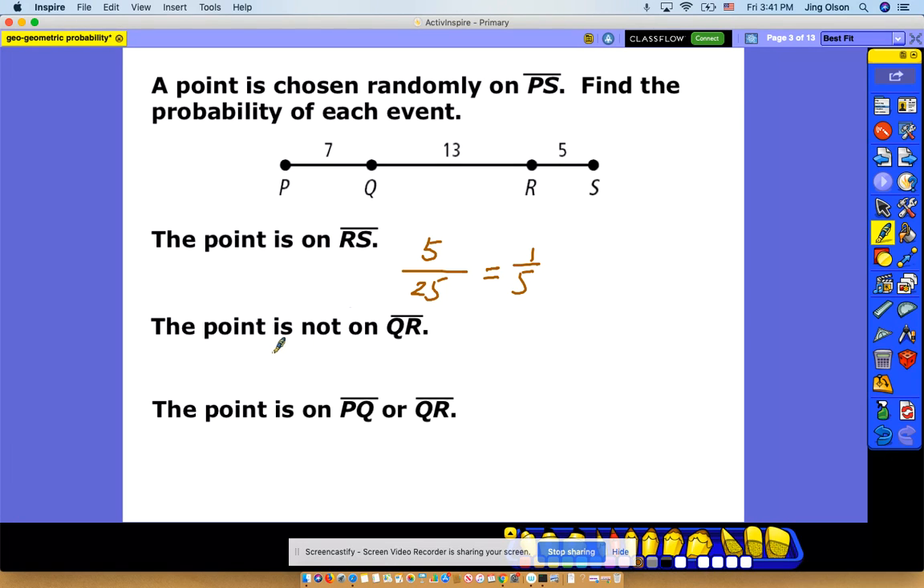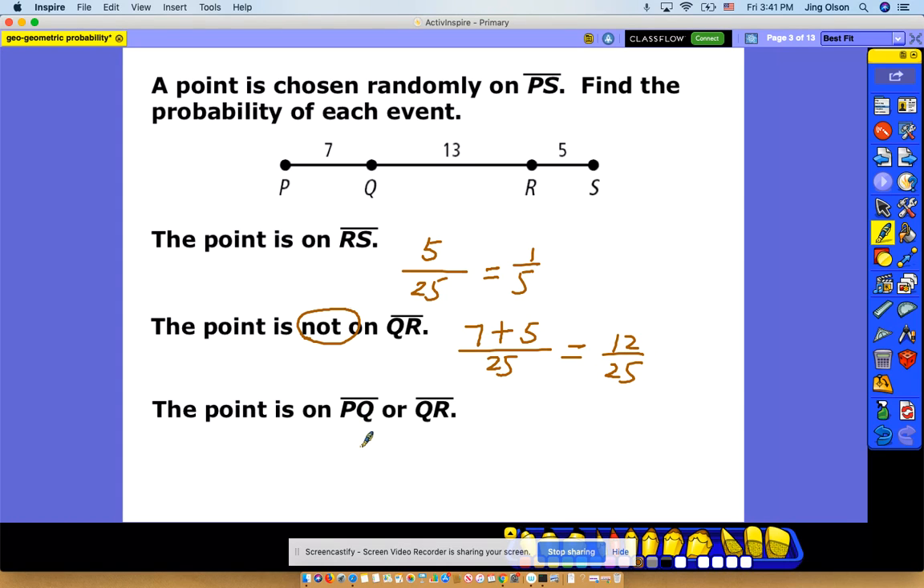Second one: what's the probability the point is not on QR? Not on QR means it's either going to be on PQ or RS. PQ is 7. RS is 5. So you can add these two; there are 12. That's the possible outcomes. And what's the sample space outcome? The total is still 25, right? So we have 12 out of 25.